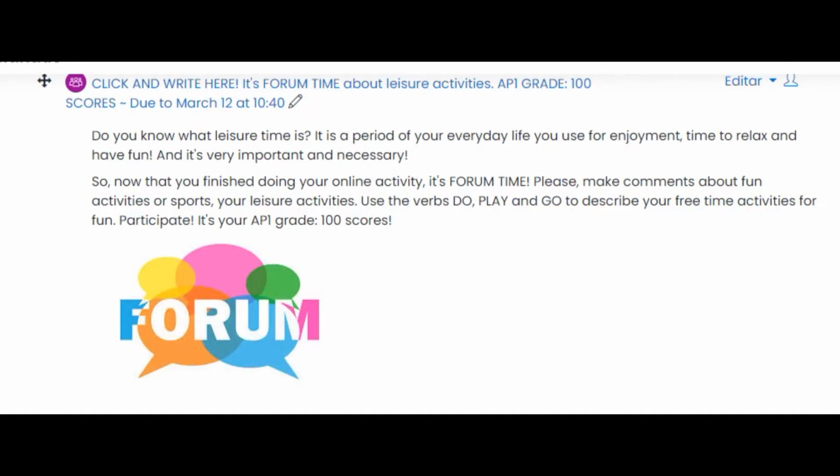So the last part of our unit here is the forum, right? So when you go to check here in Ava, you're going to click here in this icon, right? And then you check the forum. So you're going to write a sentence talking about your leisure time.